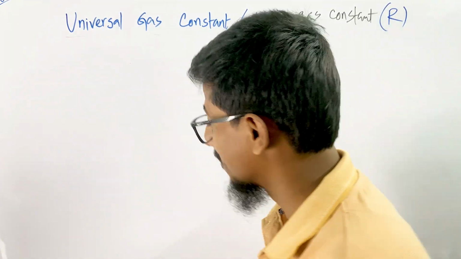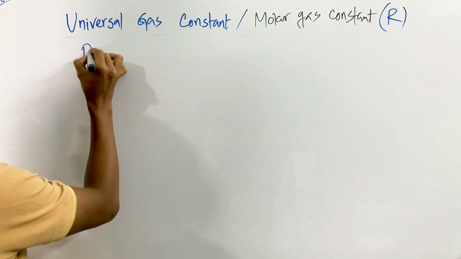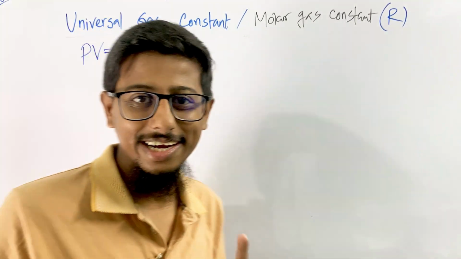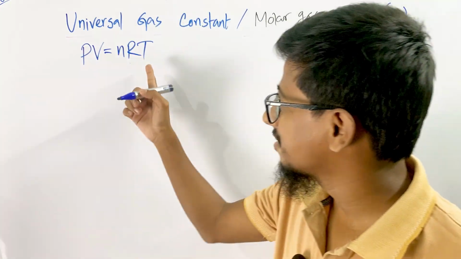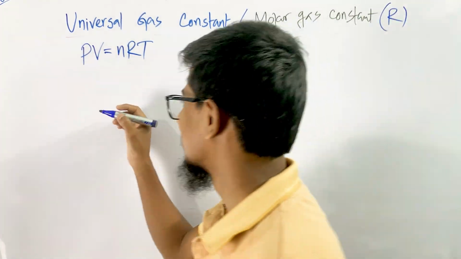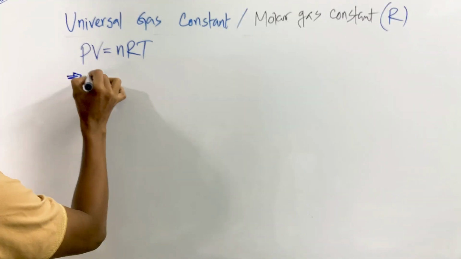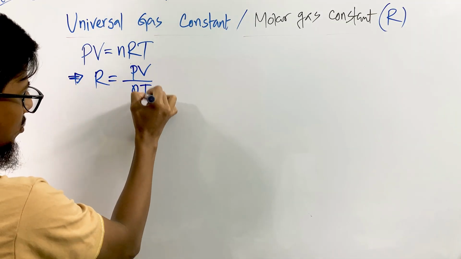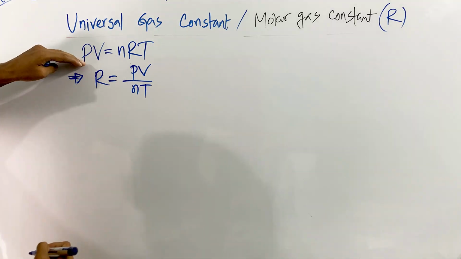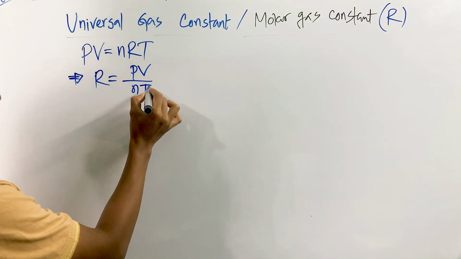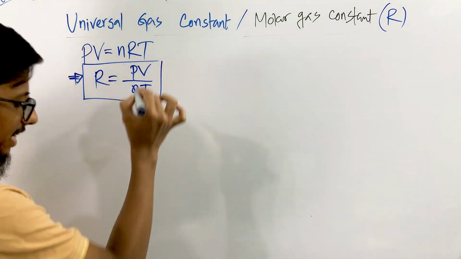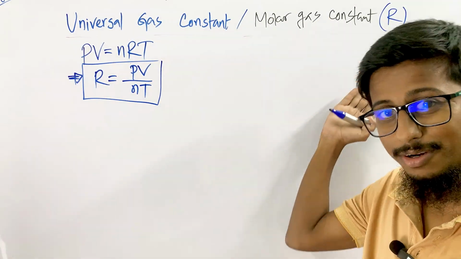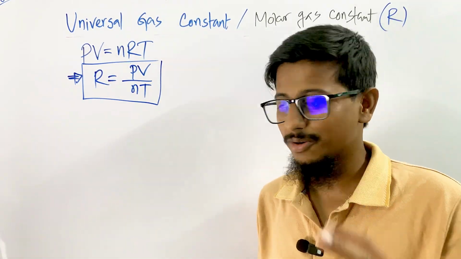In today's class, we will discuss the value of the universal gas constant in two different units. First of all, we know the ideal gas equation is PV equal to nRT. This is what we call the ideal gas equation, and from here you can find the value of R. So R becomes PV divided by nT. I took nT to the other side, okay? Using this equation, I can find the value of R, which is basically the universal gas constant or molar gas constant, in two different ways.